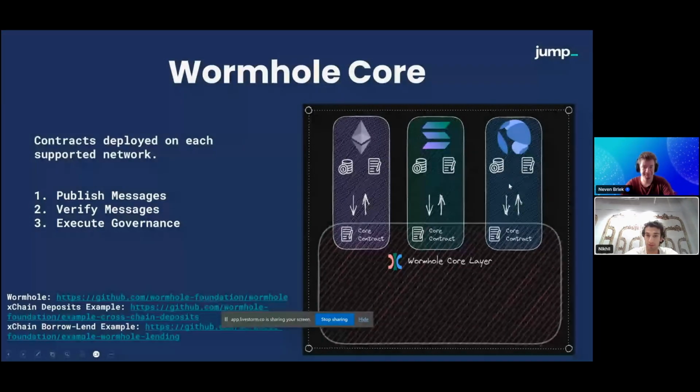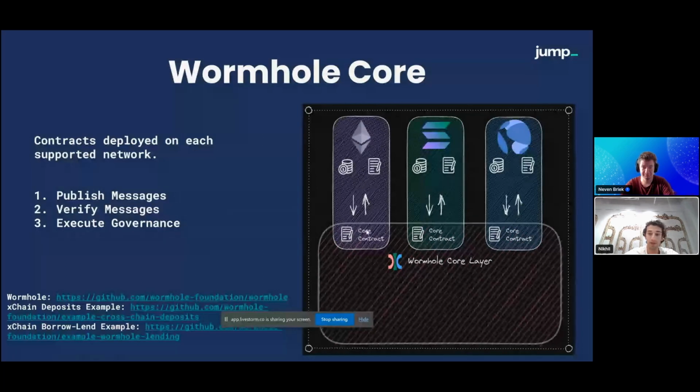This diagram shows, for example, ETH, Solana, and other chains. There's a core contract that's been deployed on each of these chains. Integrators building dApps or off-chain applications can call into these Wormhole core contracts to publish messages, and then these messages will pass through the Wormhole core layer and get sent to other chains. For example, if a message is sent from Ethereum to Solana, the core contract on Solana will then verify that message that's coming from Ethereum.